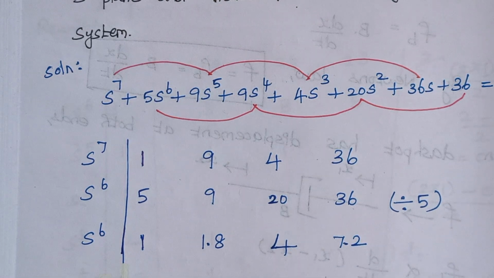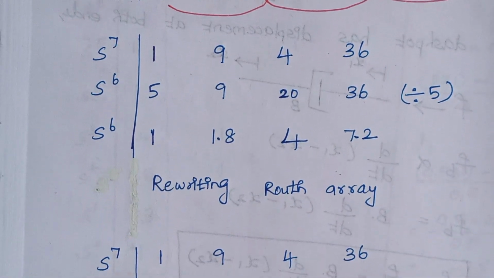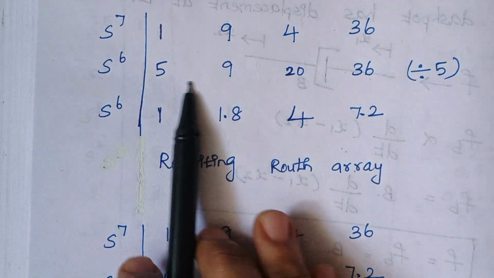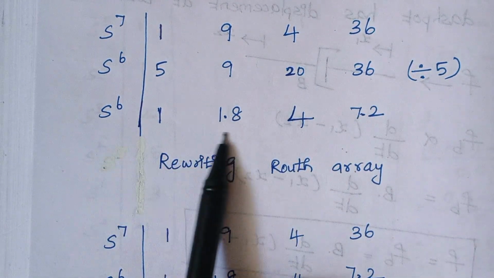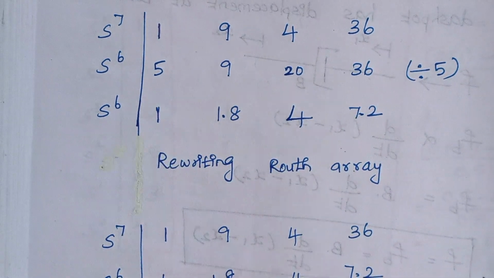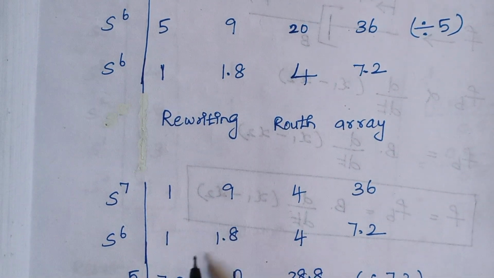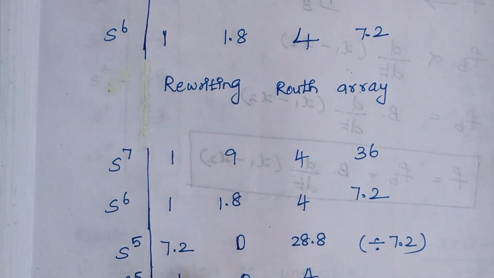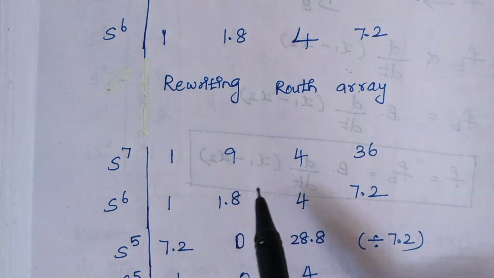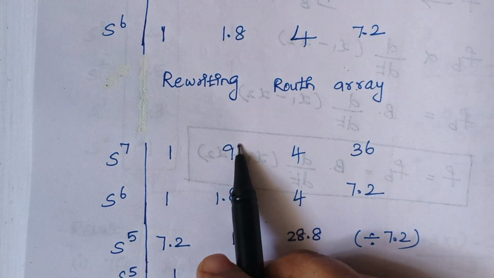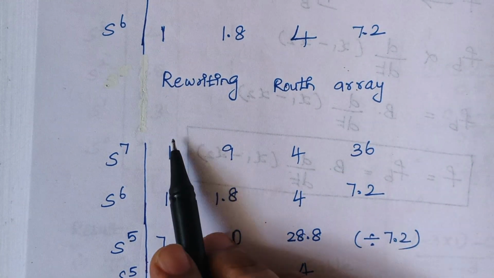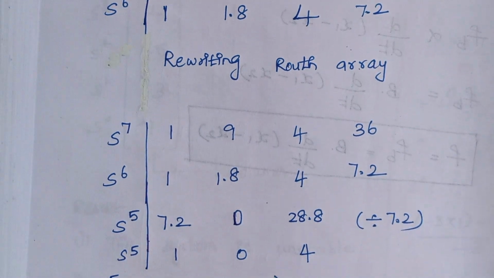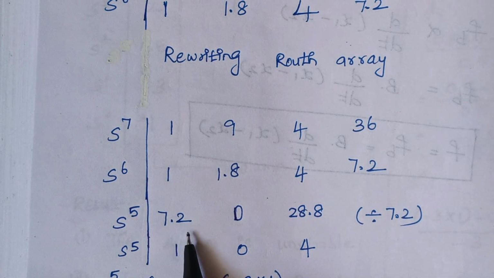Right. So the next step is I am rewriting this Routh array again. Rewriting is nothing but in the place of s to the power 6, I can rewrite these rows. So that is the thing I had done here. And the next step is, as usual, I am going to calculate s to the power 5. So what is the formula? 1 into 9 minus 1.8 into 1 divided by this 1. When you do this, this gives the value as 7.2.